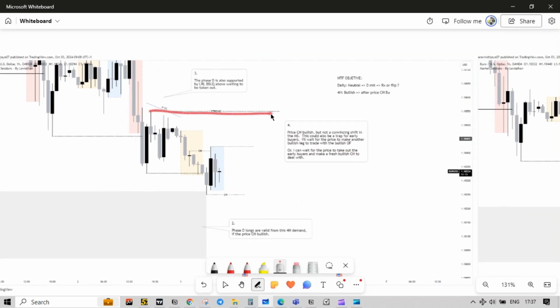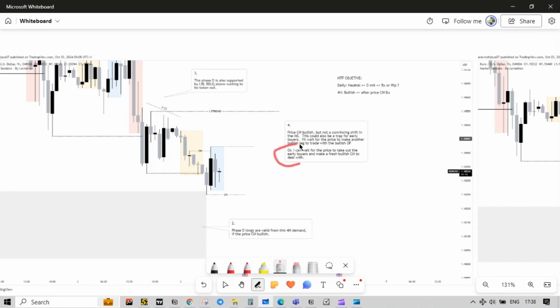This is the strong internal high and weak internal low right here, and price actually choked bullish. Price choked bullish, but not a convincing shift in the market structure. This could be a trap for early buyers. I'll wait for the price to make another bullish leg to trade with the bullish order flow, or I can wait for the price to take out the early buyers and make a fresh bullish choc to deal with.